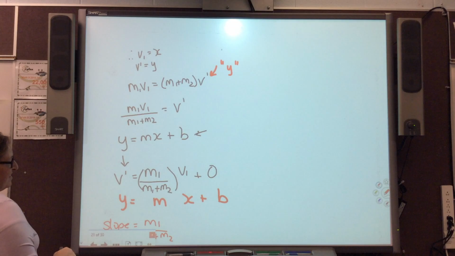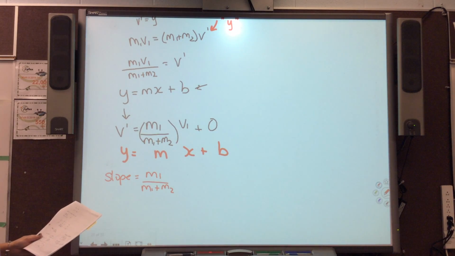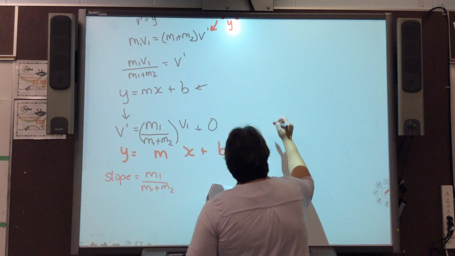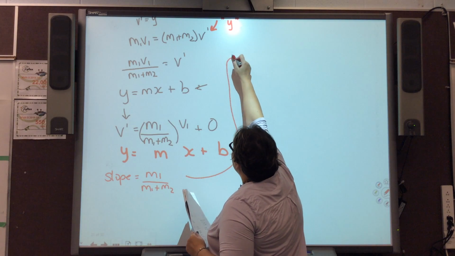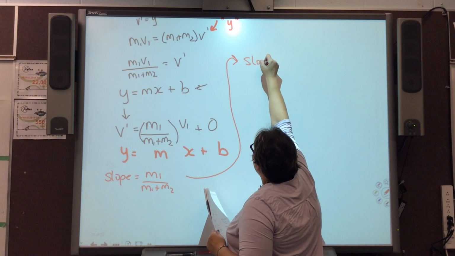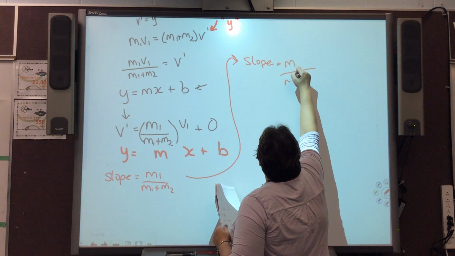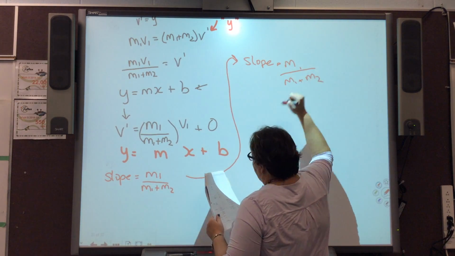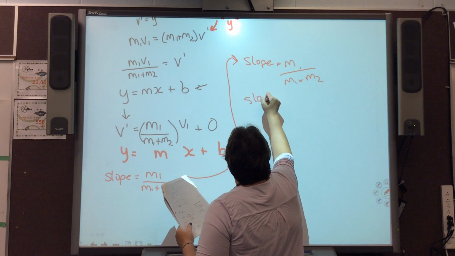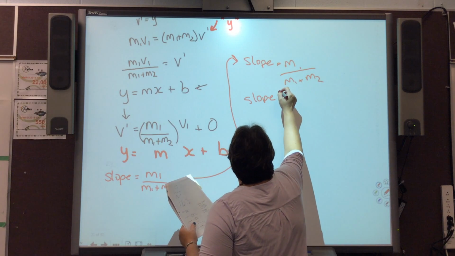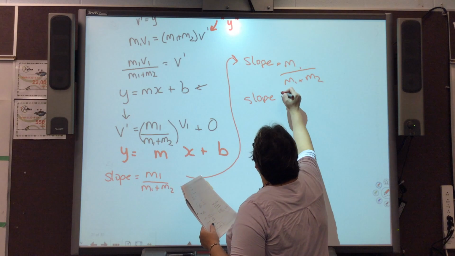0.6. So here, when we go to figure this out, I'm just going to move this up here. Well, our slope is m1 divided by m1 plus m2. No, that's divided by mass. Our thing is 1 over mass. That doesn't make sense. What? Never mind.